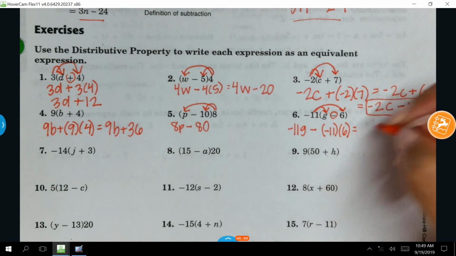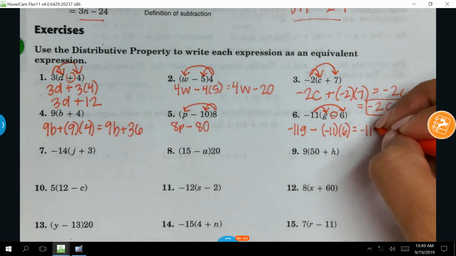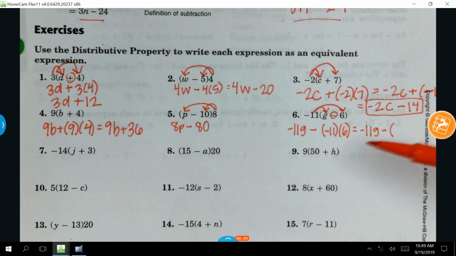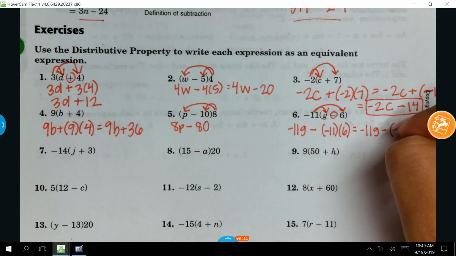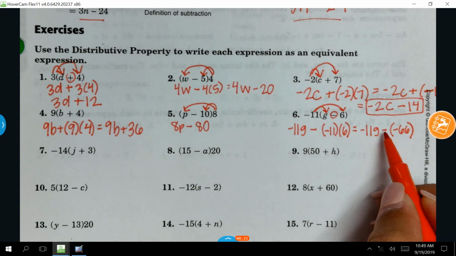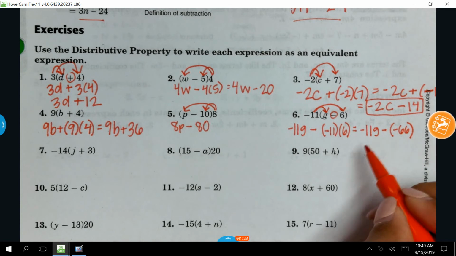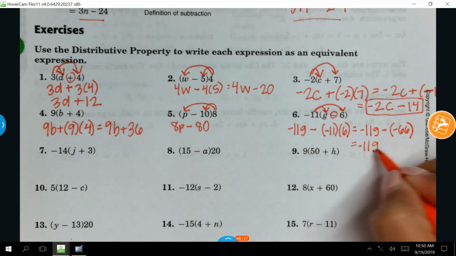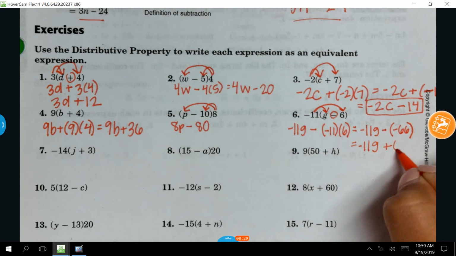Two signs the same add, subtract. Yeah, so first, what is a negative 11 times 6? Negative 66. Well, negative 11 times 6 is negative 66. And now, I have two negatives right next to each other. So my final answer has to be negative 11g plus 66.